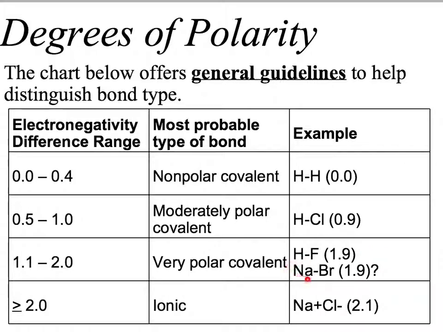What about something like NaBr? It also has a difference of 1.9. We pointed out before that although this is a difference of 1.9, and our chart tells us that's probably a very polar bond, it actually turns out that this one right here is ionic. And then we see another example of an ionic bond here between sodium and chlorine with a difference of 2.1 when we look at their electronegativity values.